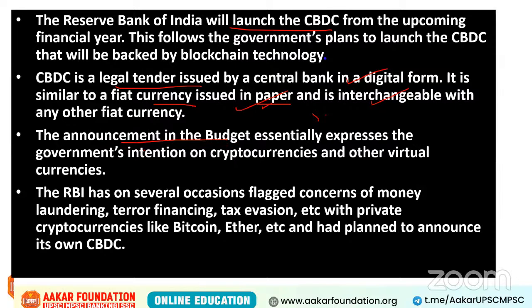The announcement in the budget essentially expresses the government's intention on cryptocurrencies and other virtual currencies. The cryptocurrency trend that is coming now, and people are trading in cryptocurrency, so to regulate that, the government is introducing its own digital currency. The reason behind having an official digital currency is that these cryptocurrencies are now unregulated, and the government is saying that they can be misused for terror financing, tax evasion, and money laundering. So with private cryptocurrencies like Bitcoin, Ether, these are the problems.